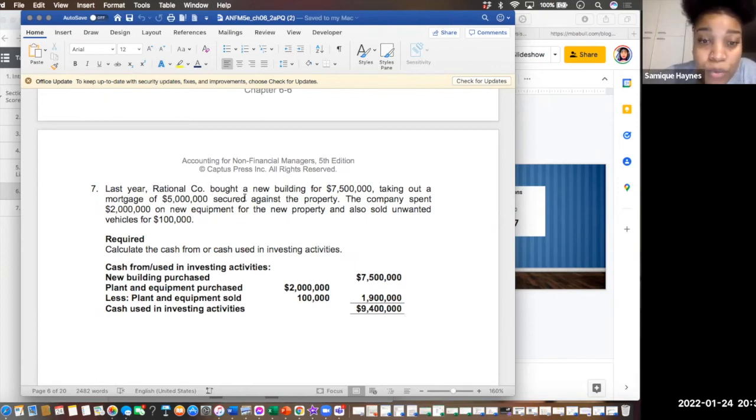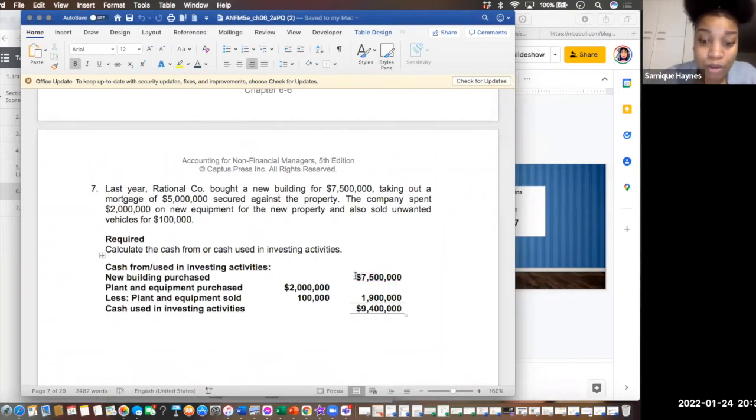Last year, Rational Co bought a new building for 7,500,000. So is that cash in or out? We purchased a new building. Where does the cash go if we purchase? It goes out, right? Good. So this cash is gonna go out.